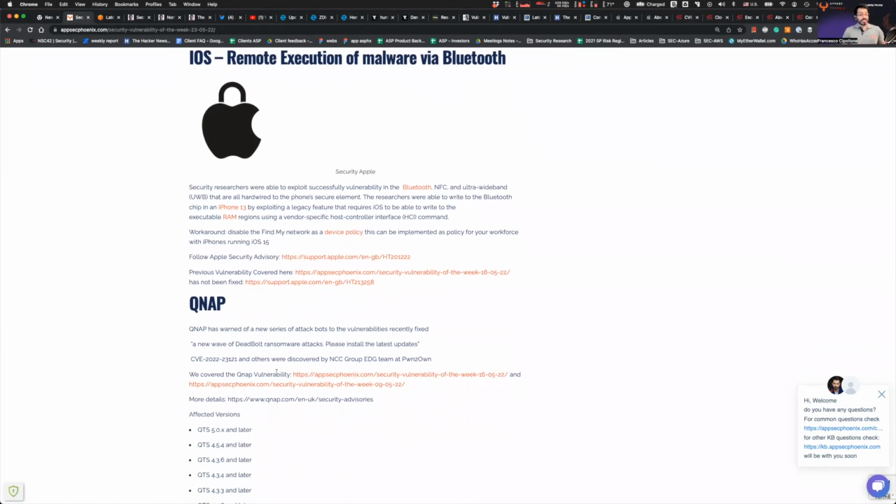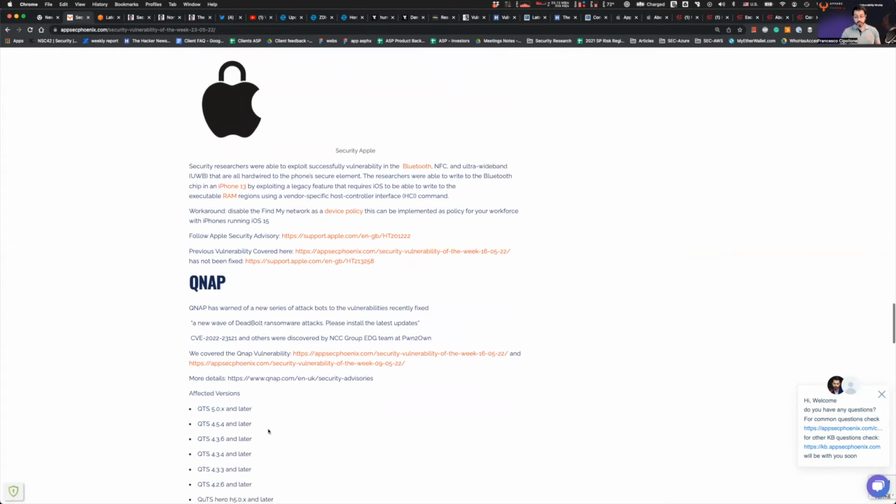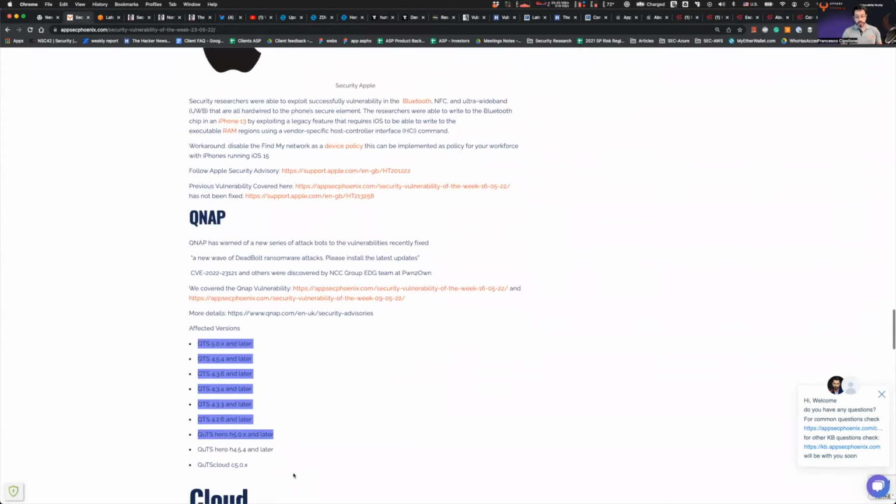We covered the QNAP vulnerability extensively in a past issue of Vulnerability Weekly, and this week we just want to refresh the attention on this particular set of critical vulnerabilities, especially on QTS. I've listed the versions of QTS that are affected. This particular set of vulnerabilities was identified, again, at the previous Pwn2Own by NCC Group.